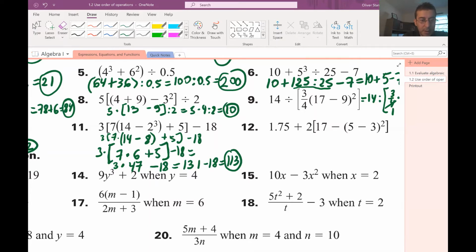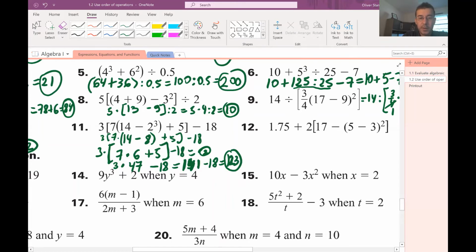Actually, this is incorrect. 3 times 7 is 21, 1 and 2. We remember 2. 3 times 4 is 12, and 2, 14. So this is 141. I apologize. So this is 141 minus 18. So this becomes 123. Okay, 123 is the answer, because 123 plus 18 is 141.